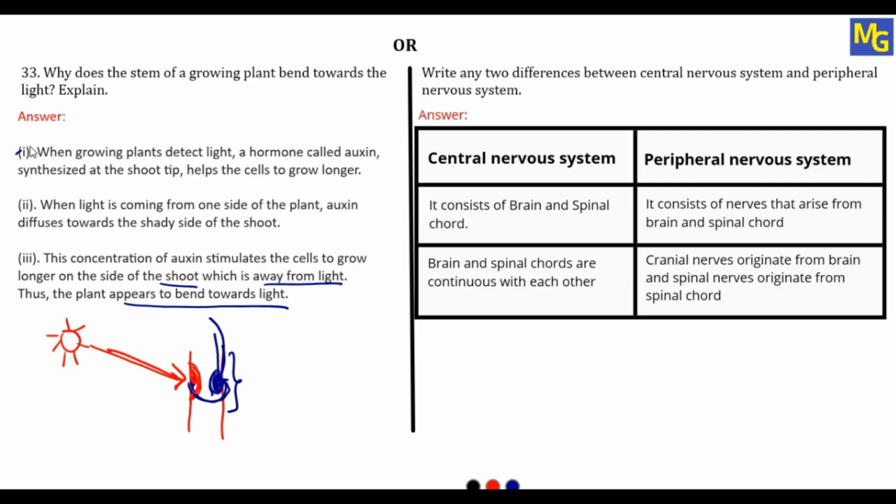Try to write answers in points. It will be easy for the teachers to correct. So this is the answer for 33. Now we'll move on to the OR section.